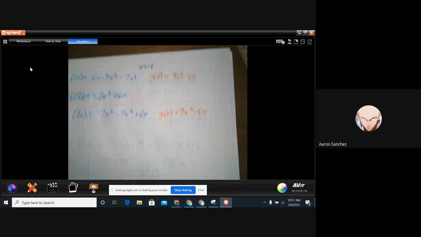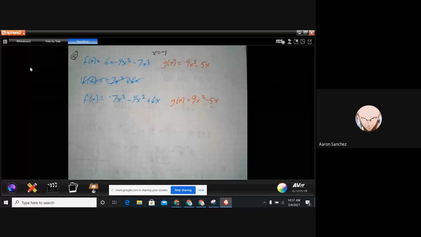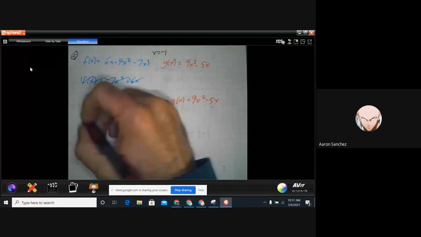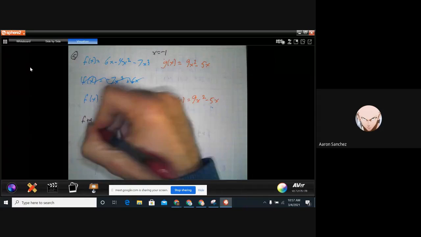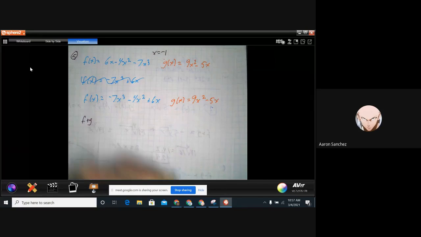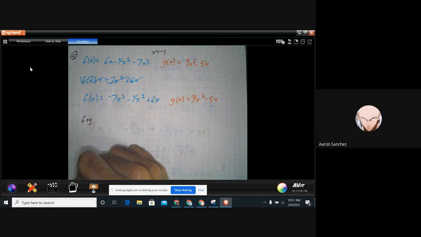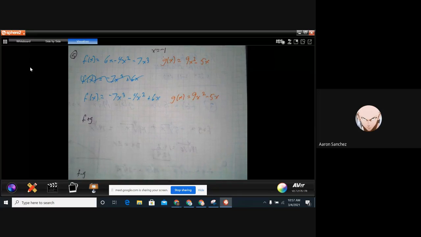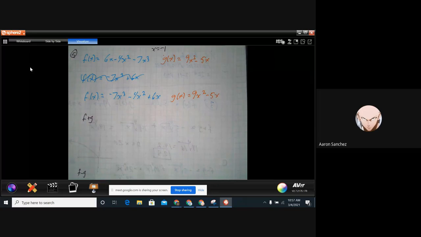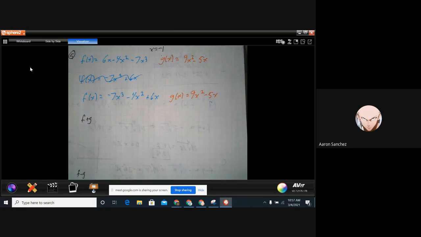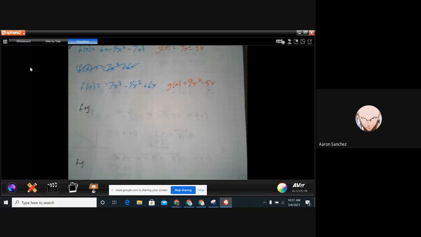Those are the same. So here's what I'd like for you guys to do. Do f plus g, okay? And then do f minus g, okay? And then find the domain and plug in -1, okay? So go ahead and do that. F plus g, f minus g.